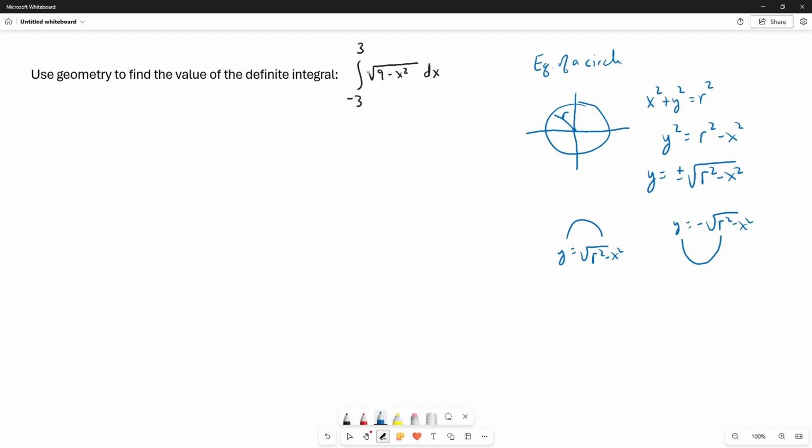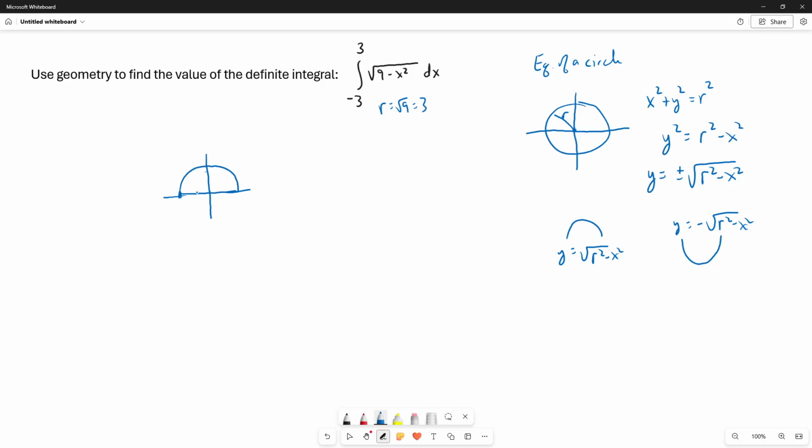We have an upper semicircle, and if this is r squared, then the radius of our circle is the square root of 9, which is 3. So r is the square root of 9, which is 3. So let's make a sketch of our upper semicircle, centered at the origin, radius 3. So it's going to go over here and like that.